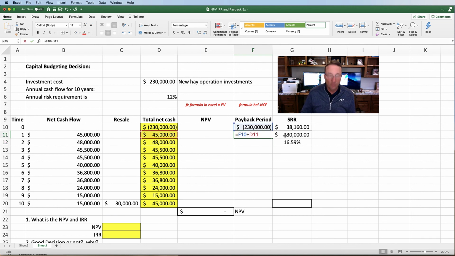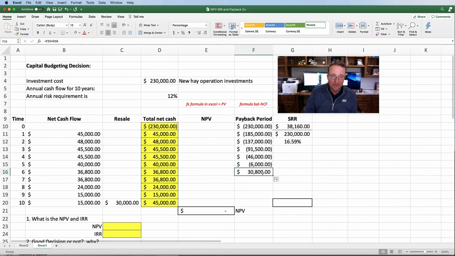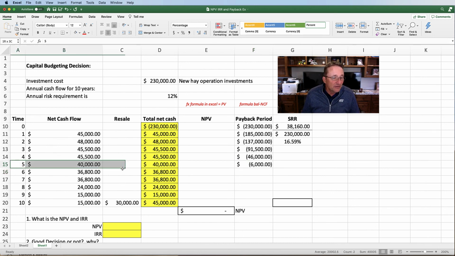Now I've written that formula in such a way that I can just copy it down. And as long as it keeps being negative, oh, there we go. So in this last year, that's positive. I'm getting extra money back. But in year 5, after I get done with year 5, I'm still short by $6,000.